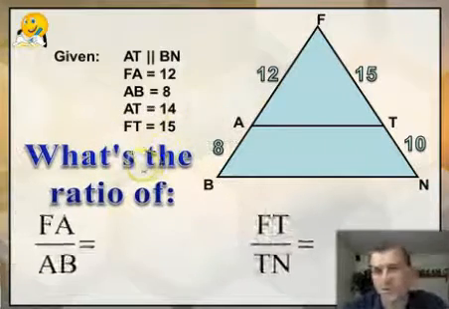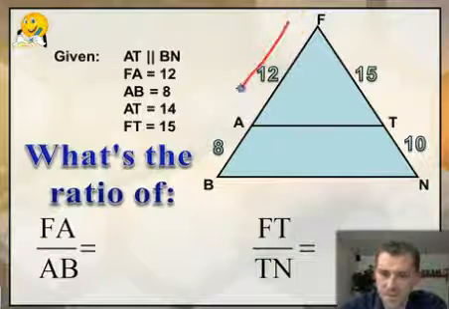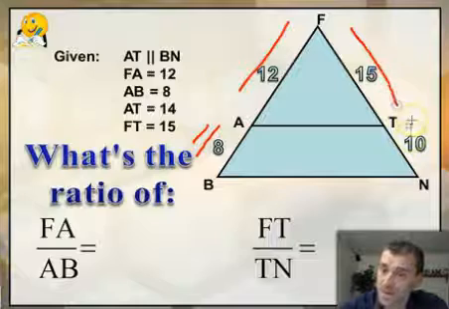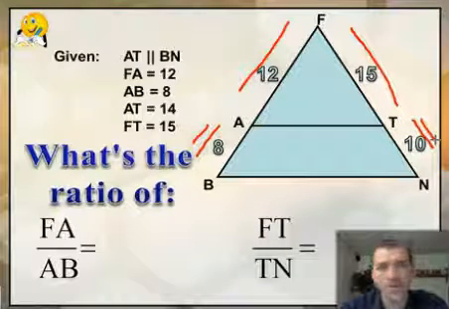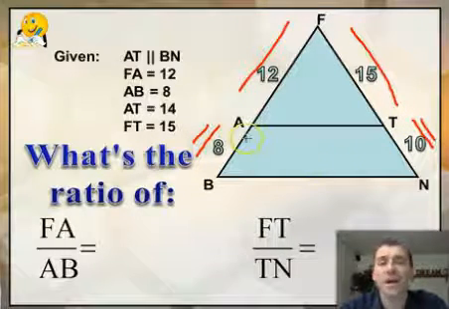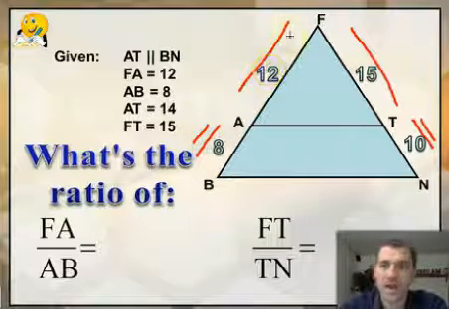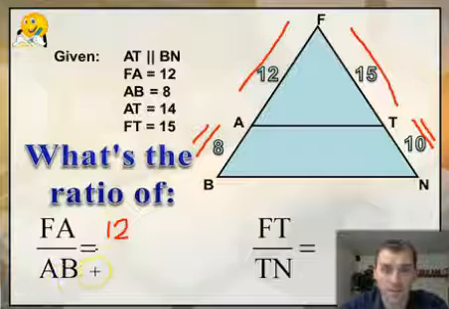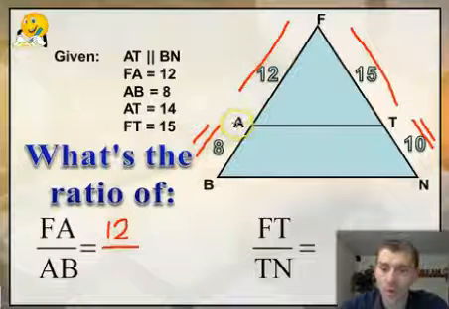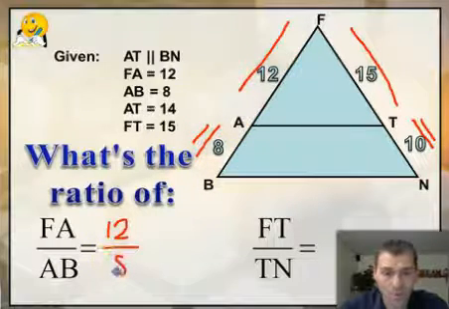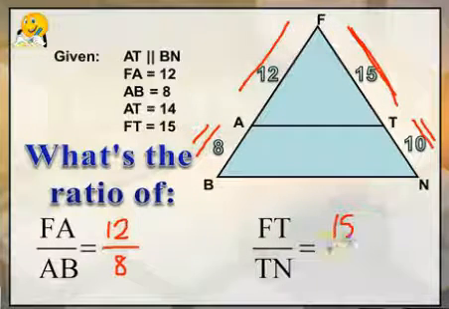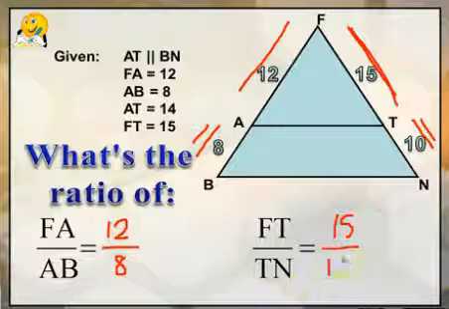What if I asked you for the ratios of these? Of this side to this side, and then this side to this side. Well, you might not see it yet, but check how cool this actually is when we do it. If I take FA, which is 12, I'm glad I made it AB and not BA. And then I take that over AB, which is 8, and I take FT over here, which is 15, and I put that over TN, which is 10.